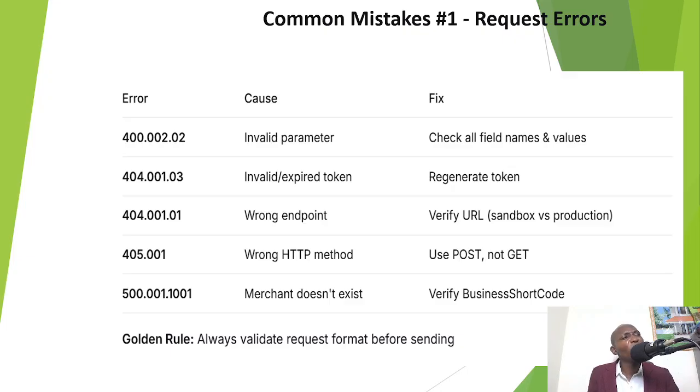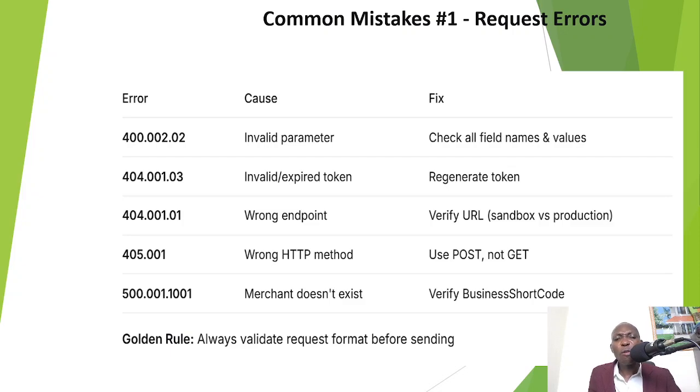400.002.02, don't write an email to API support or contact them telling them I have an error. No, these resources will train you on how to solve these. This means that you have an invalid parameter. Check all field names and values. Maybe you could be passing a wrong timestamp, invalid shortcode, some fields are not okay.